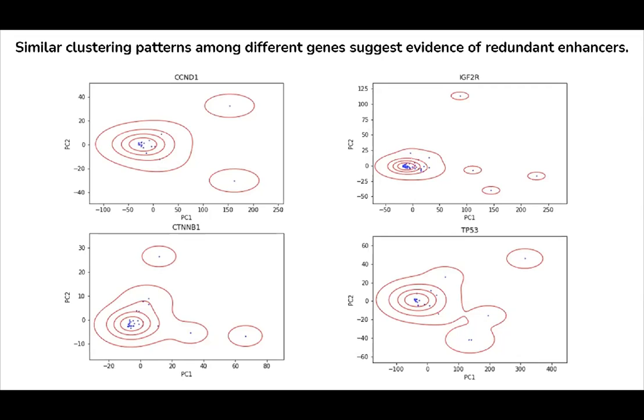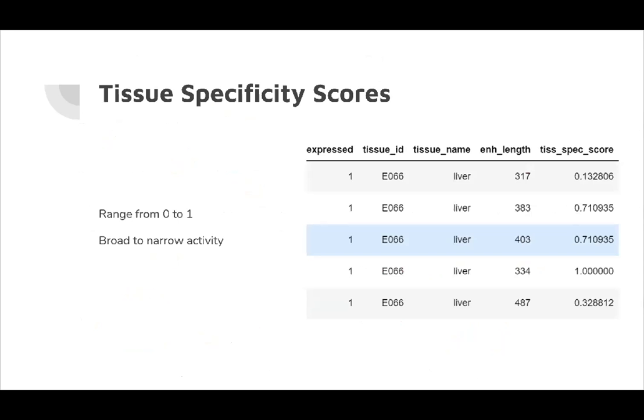To further analyze these clusters in those areas, we introduced tissue specificity scores because we wanted to see what is setting those clusters together and why outliers in our data are not part of those clusters. So we developed a scoring system called tissue specificity scores.